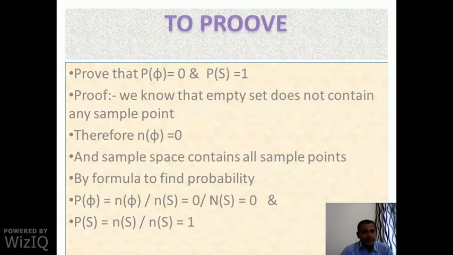Proof: we know that empty set does not contain any sample point. Therefore, there is no element in the empty set. That is, N of phi is 0 and sample space contains all the sample points. By the formula to find the probability, we have P of phi is equal to N of phi divided by N of S. It is equal to 0 divided by N of S, and hence 0 divided by anything is 0. And similarly, P of S is equal to N of S divided by N of S, which is 1.